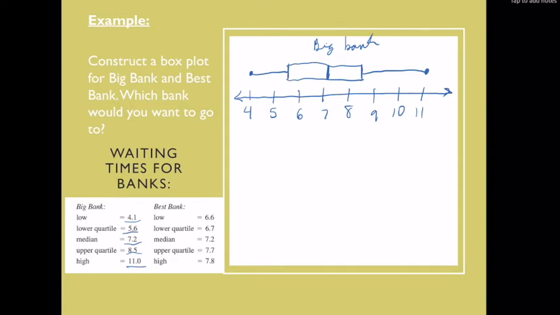Now let's look at Best Bank. Should I change color? I guess I should. Best Bank. So what's interesting about Best Bank is my lowest is a 6.6 and my high is a 7.8. I'm actually going to use the same number line as Big Bank so we can compare the two. So I had a 4, 5, 6, 7, 8, 9, 10, 11. So my lower quartile is 6.7.